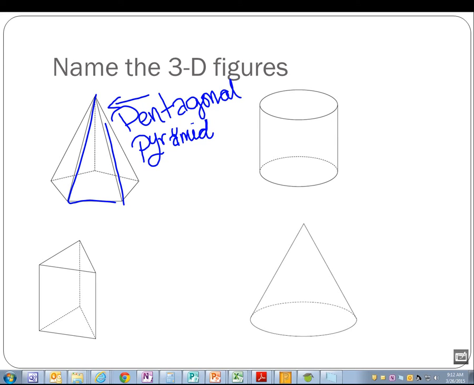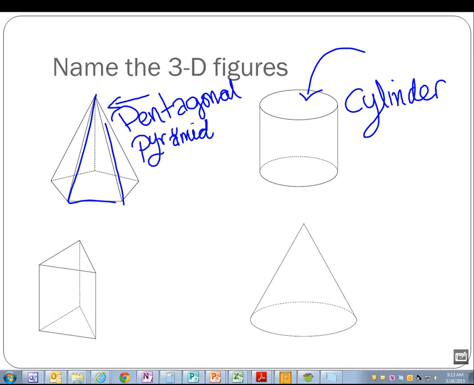Now, how about this one? What's this shape here? Cylinder. Okay, it is a cylinder. Simple as that. It is a cylinder, and you know this because it has a circular base. It has 2 flat surfaces and no vertexes.